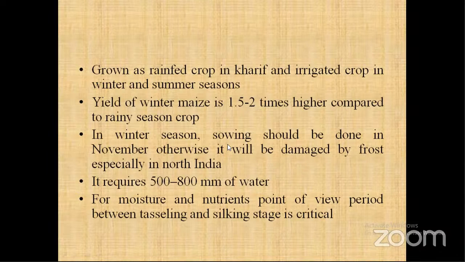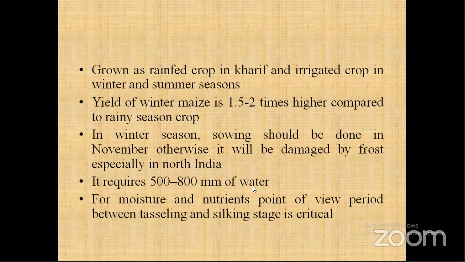But in winter season, the sowing should be done in November, most probably in the first fortnight. That means within the first 15 days, sowing should be completed. If the sowing is delayed, suppose if we grow the maize crop in December, we know in December and January, very low temperatures will prevail in North India. So this maize crop will be damaged by frost, mainly at the seedling stage. So sowing should not be delayed. It should be sown in the first fortnight of November, that is, up to November 15th.